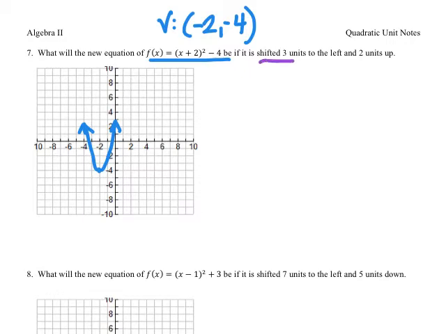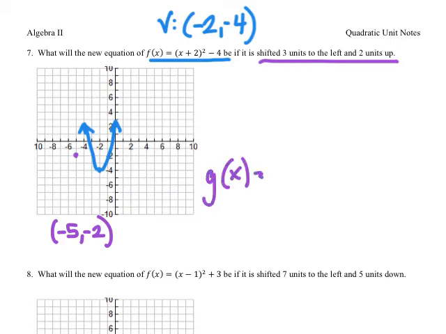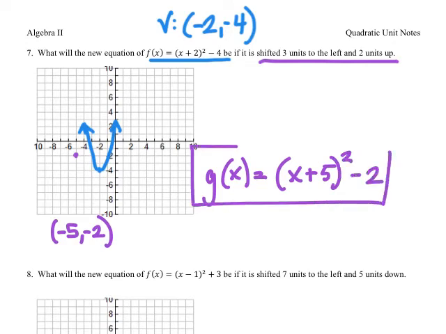And now we want to shift it 3 units to the left and 2 units up. So let's pick up our vertex and move it 1, 2, 3 units to the left and 1, 2 units up. And when I do that, I end right here. So our new vertex is at -5, -2. And so now I can think about the new equation. We can call that g of x. A is not going to change because we didn't stretch, shrink, or flip. So a will still be 1 like it was in the original problem. But it will be (x plus 5) squared minus 2. So that would be my new equation.